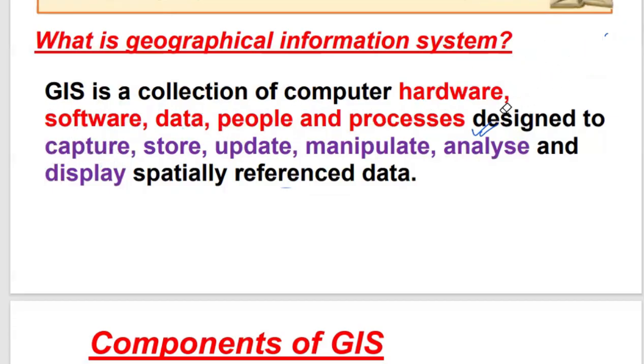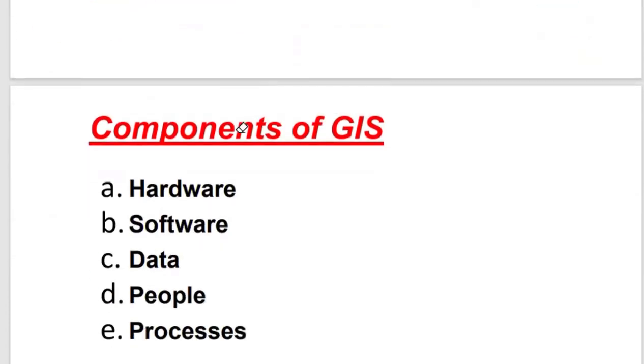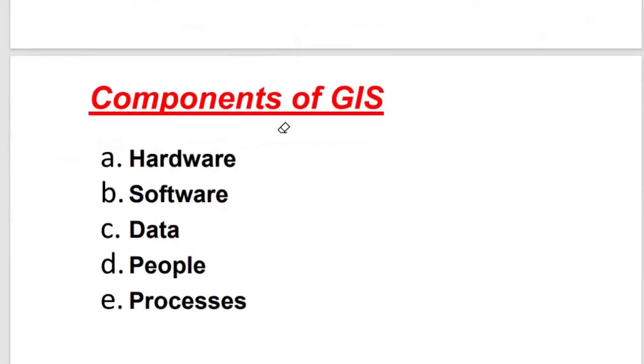We want to move on and look at the components of GIS, the different aspects that make up GIS. What is it made up of? We've talked of hardware. When we're talking of hardware here, we're looking at the physical components of the computer system, those which are physical. For example, we can give an example of a monitor.